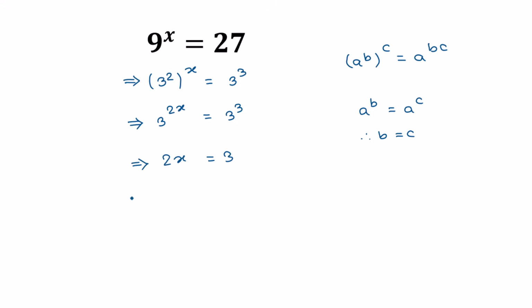Now dividing both sides by 2, we get on the left side 2x divided by 2 is equal to the right side, 3 over 2. Now this 2 and this 2 will cancel out and it will remain x. So the value of x is equal to 3 over 2, and this is the solution of our given equation.